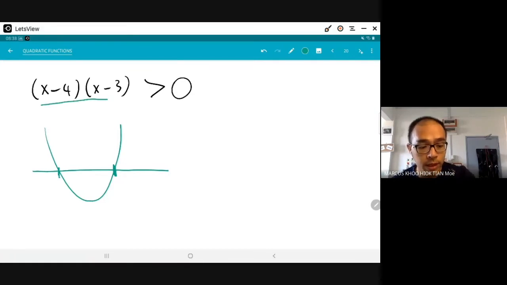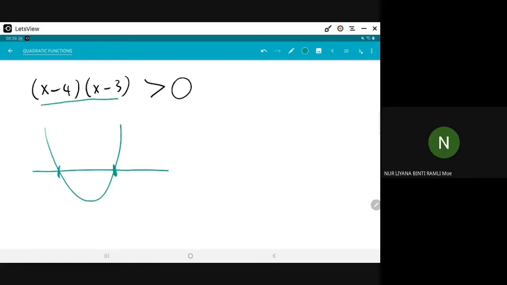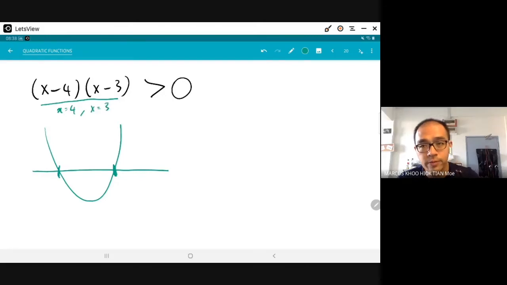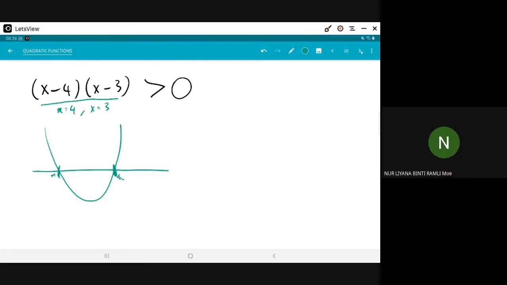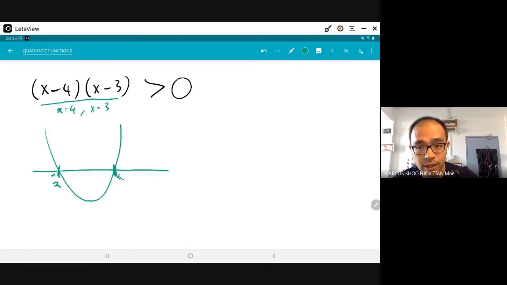Kalau kurungannya begini, bagi tahu saya dulu, nombor ini dan nombor ini apa? Sebelah kiri? X equal to 4 and X equal to 3. Okay, so where is 3, where is 4? 3 on the left or 3 on the right? Sebelah kiri ke sebelah kanan? Nombor 3. Logical ni, very logical. Come on. Kiri. 3 di sebelah kiri, 4 di sebelah kanan. Sebab 3 kan kurang. 3 is smaller than 4, right? So 3 is this one and then 4 is on the right.